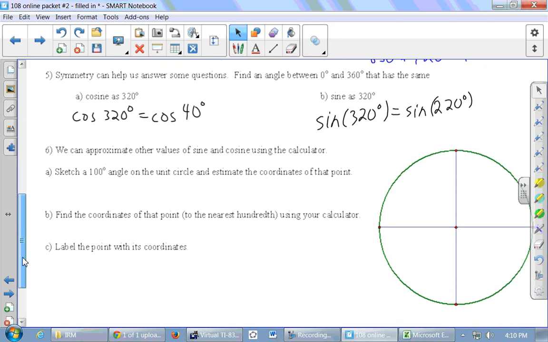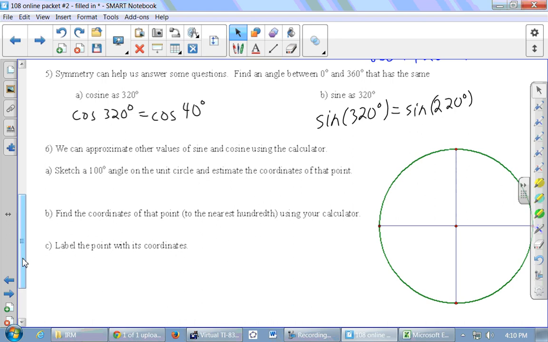Okay, moving on to number 6. We can approximate other values of sine and cosine using the calculator. We just saw a little bit of that. A, sketch a 100-degree angle on the unit circle and estimate the coordinates of that point. All right, go ahead and pause the video here and come back when you're done.